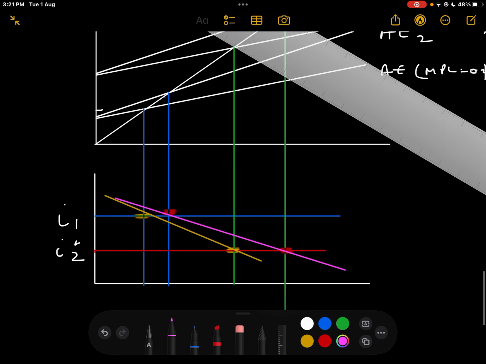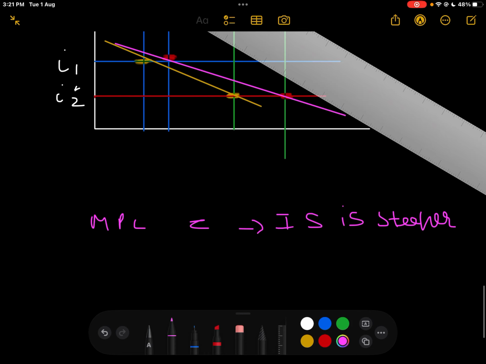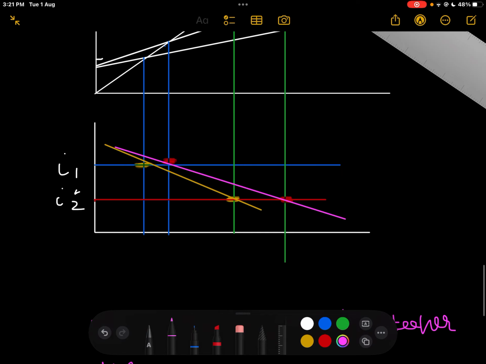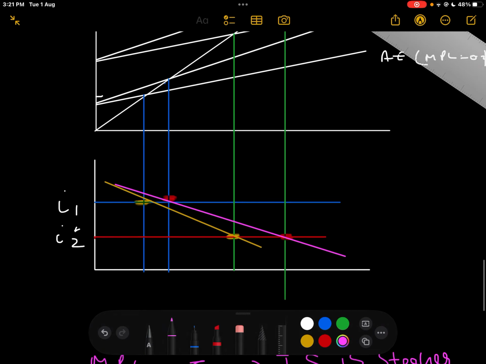So what do we see? That as MPC is less, our IS is steeper, and as MPC is more, IS is flatter. So this was for the slope of the IS curve. These were the important points.